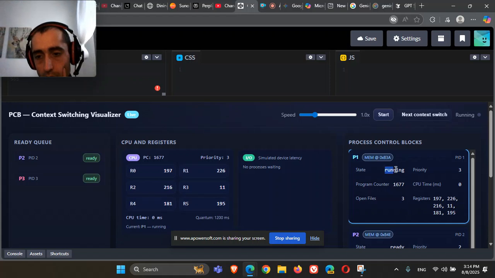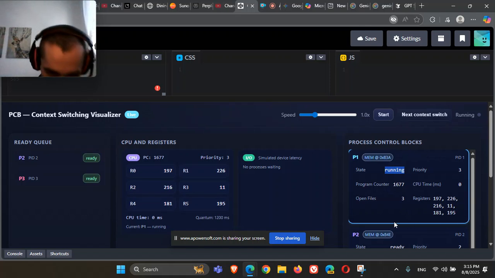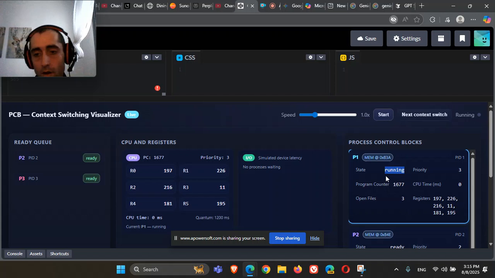You can see that there is a state. This is the PCB of this process. Every process has a process control block. This is the process control block, the PCB. You can see that I know the state of the process: running.